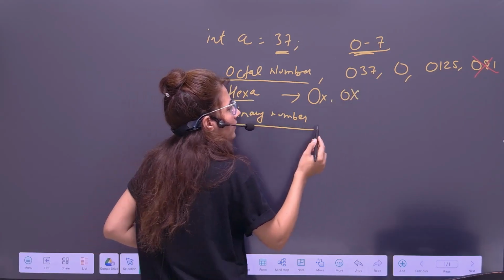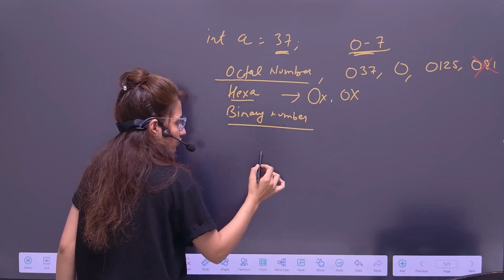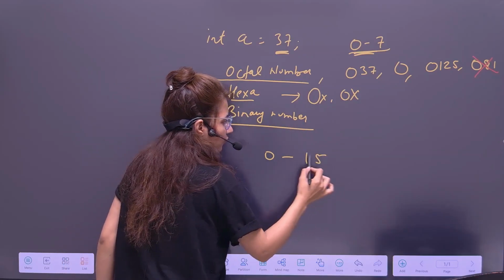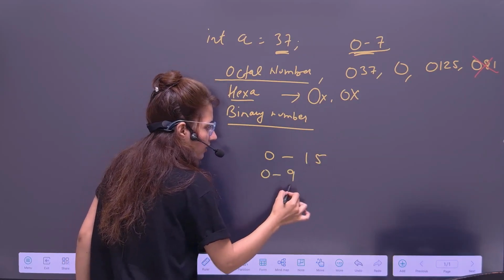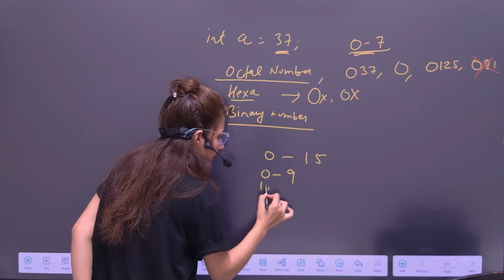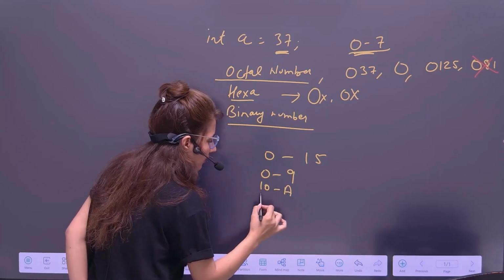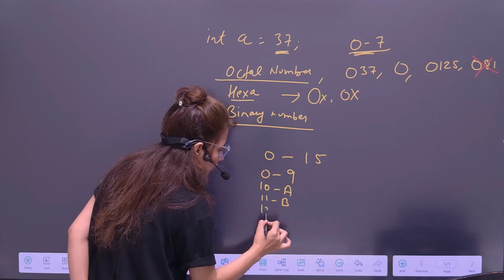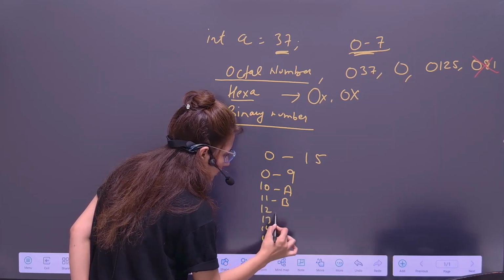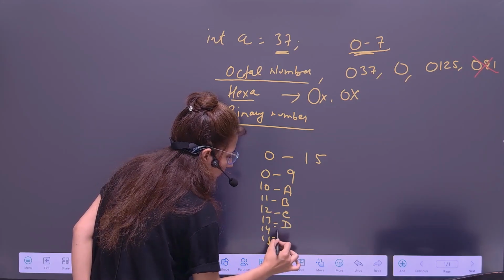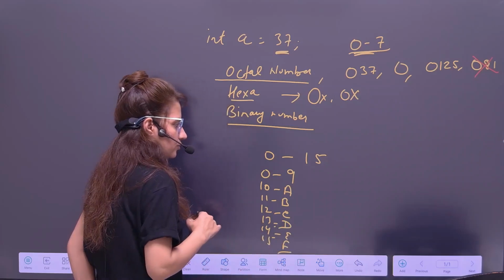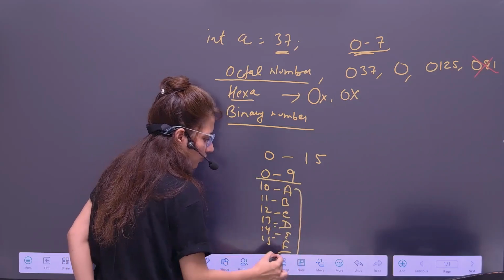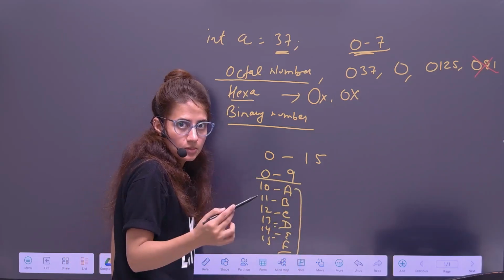So in a hexadecimal number, we can take from 0 to 15. So from 0 to 9 all the numbers, and rather than 10 we write A, 11 is B, 12 is C, 13 is D, 14 is E, 15 is F. Till F we use. 0 to 9 numbers and then A to F we use in the hexadecimal number system.